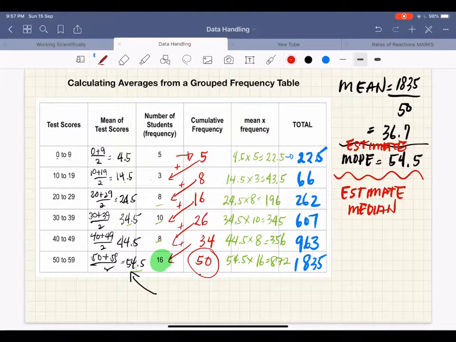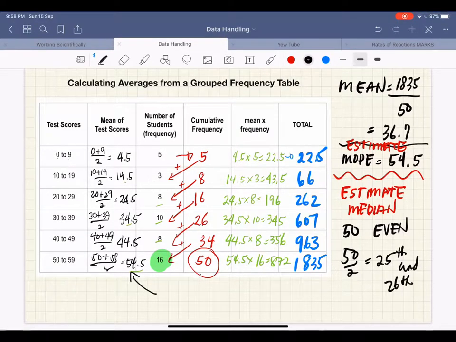Okay, so there's a higher level way of estimating the median and the mode, but I'm going to just show you the simple one. So the median is the middle value. Now, since 50 is an even number, we divide it by 2 because we want the middle. So 50 divided by 2 equals 25. So that means the median is between the 25th and the 26th value.